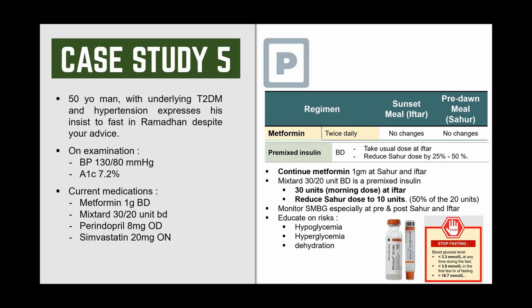For the plan, we suggest the patient continue metformin 1 gram at sahur and iftar. For the insulin at 30 to 20 units BD, which refers to 30 units in the early morning and 20 units in the evening, we suggest continuing the 30-unit morning dose at iftar and reducing the sahur dose to 10 units, which is 50% of the 20 units. And we need to educate the patient to do self-monitoring of blood glucose, especially pre and post sahur and iftar, and educate on the risk of hypoglycemia, hyperglycemia, and dehydration.